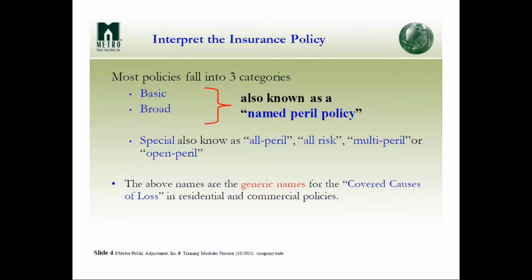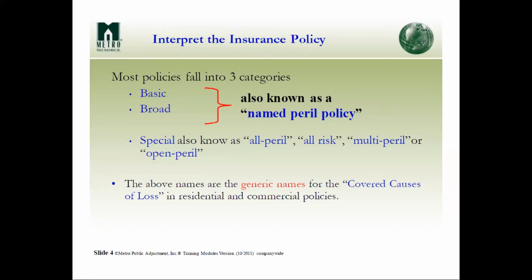So most policies fall into three categories. They're called basic, broad, and special. The special is also known as all peril or all risk. Most insurance companies require that the homeowner carry an all risk policy. That's going to be called like an HO3 policy. It's also known by several other names, and I'll go through those on another page in this presentation.